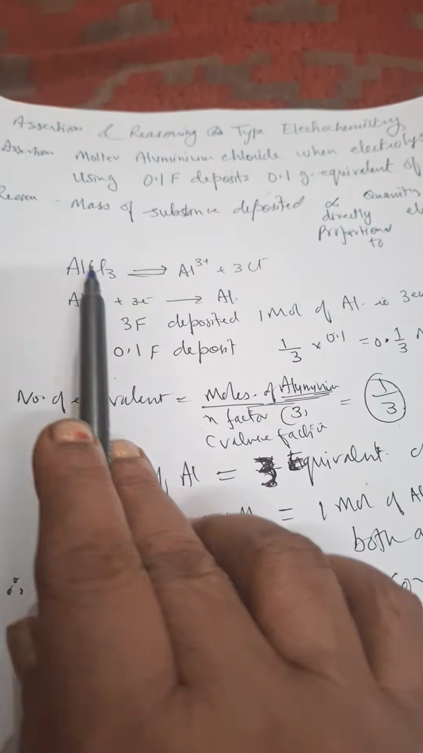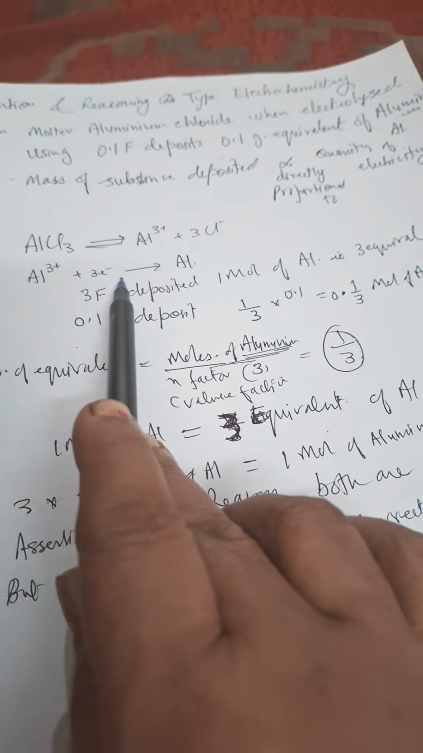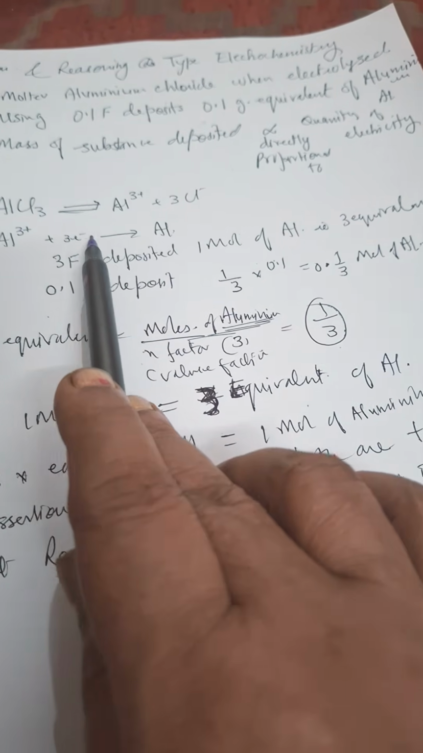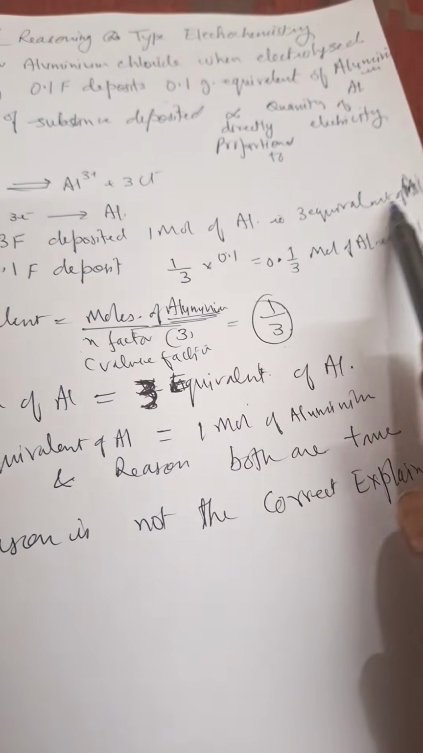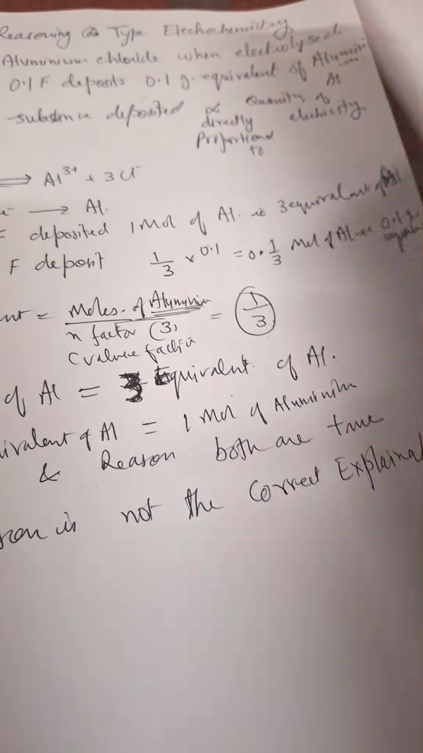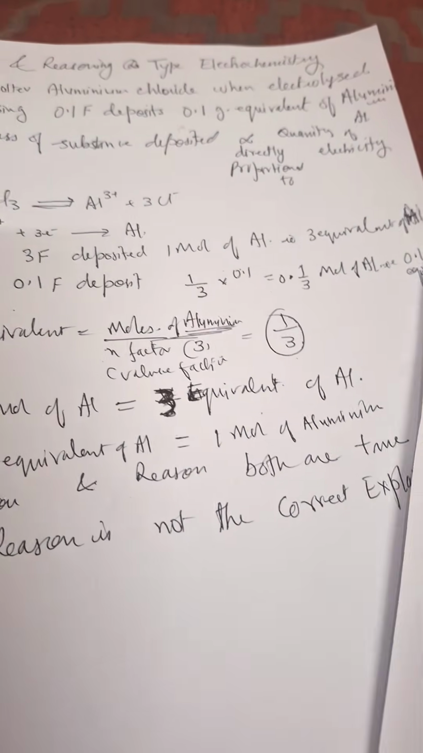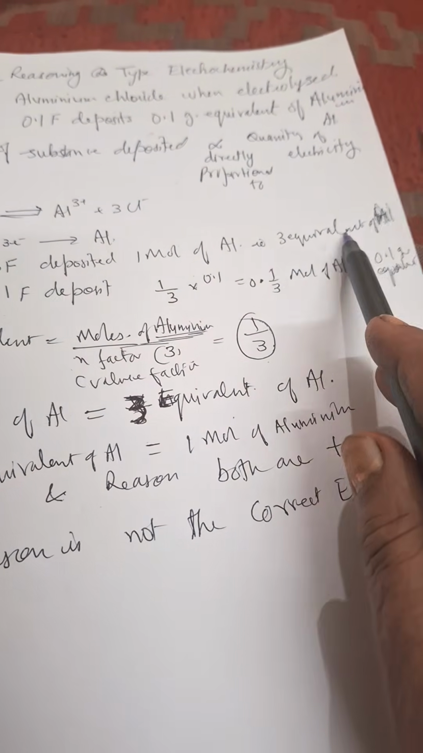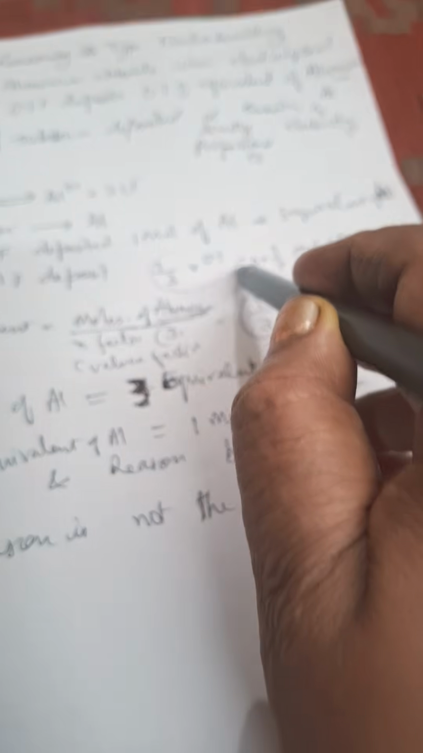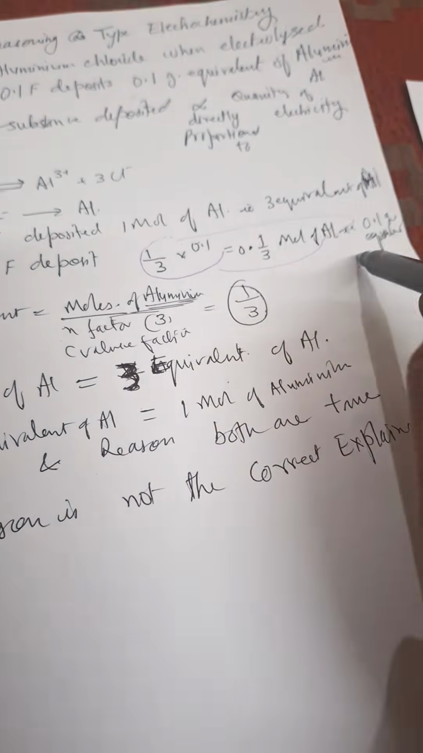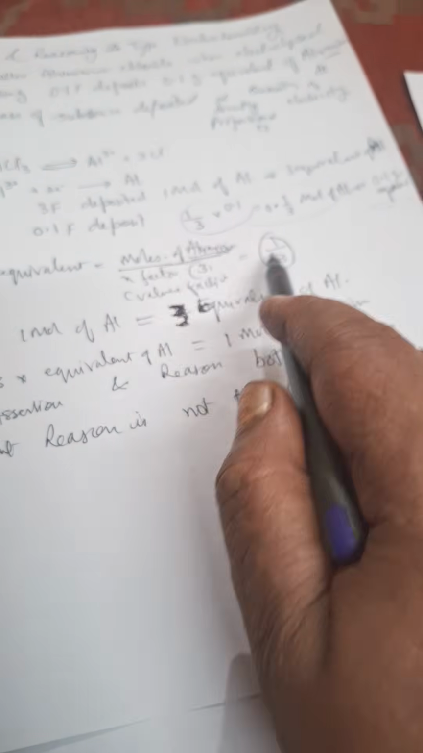So how do I write it here? AlCl3 gives Al3+ plus 3 Cl-. We consider only this: Al3+ plus 3 electrons. 3 Faraday deposit 1 mole of aluminium, that is 3 equivalents of aluminium. I told you here that 1 mole of aluminium is equal to 3 equivalents of aluminium. So 3 Faraday deposit 1 mole of aluminium, that is 3 equivalents of aluminium. So 0.1 Faraday deposits this mole of aluminium or 0.1 gram equivalents of aluminium. So the number of equivalents is equal to 1/3.